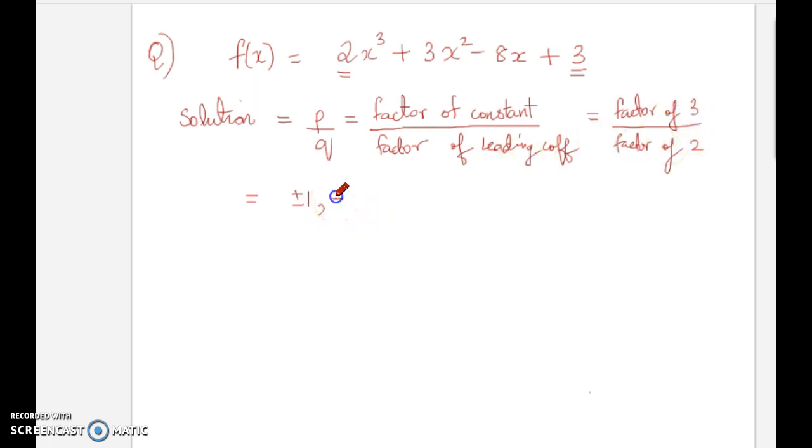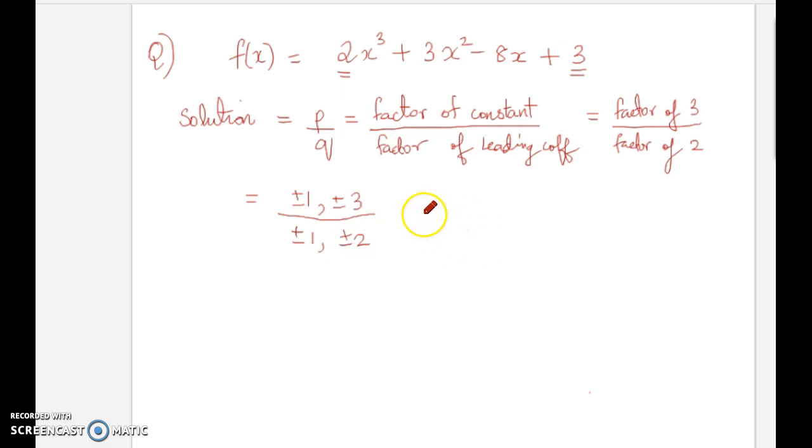Also, 3 could have positive 1 and positive 3 and negative 3 as a factor. These are the 4 factors of 3. So there are 4 possibilities in the numerator. What are the different factors of 2? 2 only has 2 factors, which is 1 and 2, positive and negative. Positive, negative 1, positive, negative 2. So there are 4 possibilities for factors of 2.